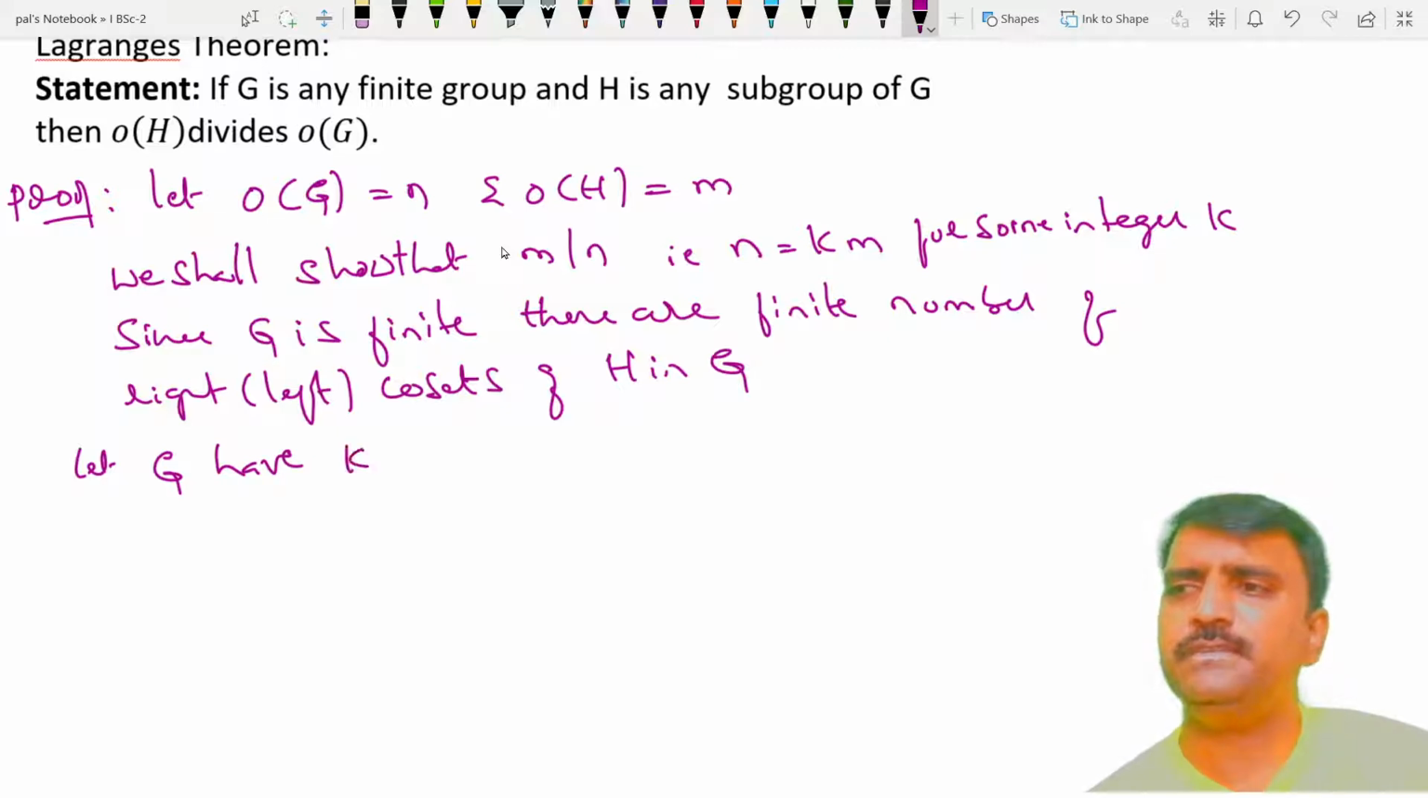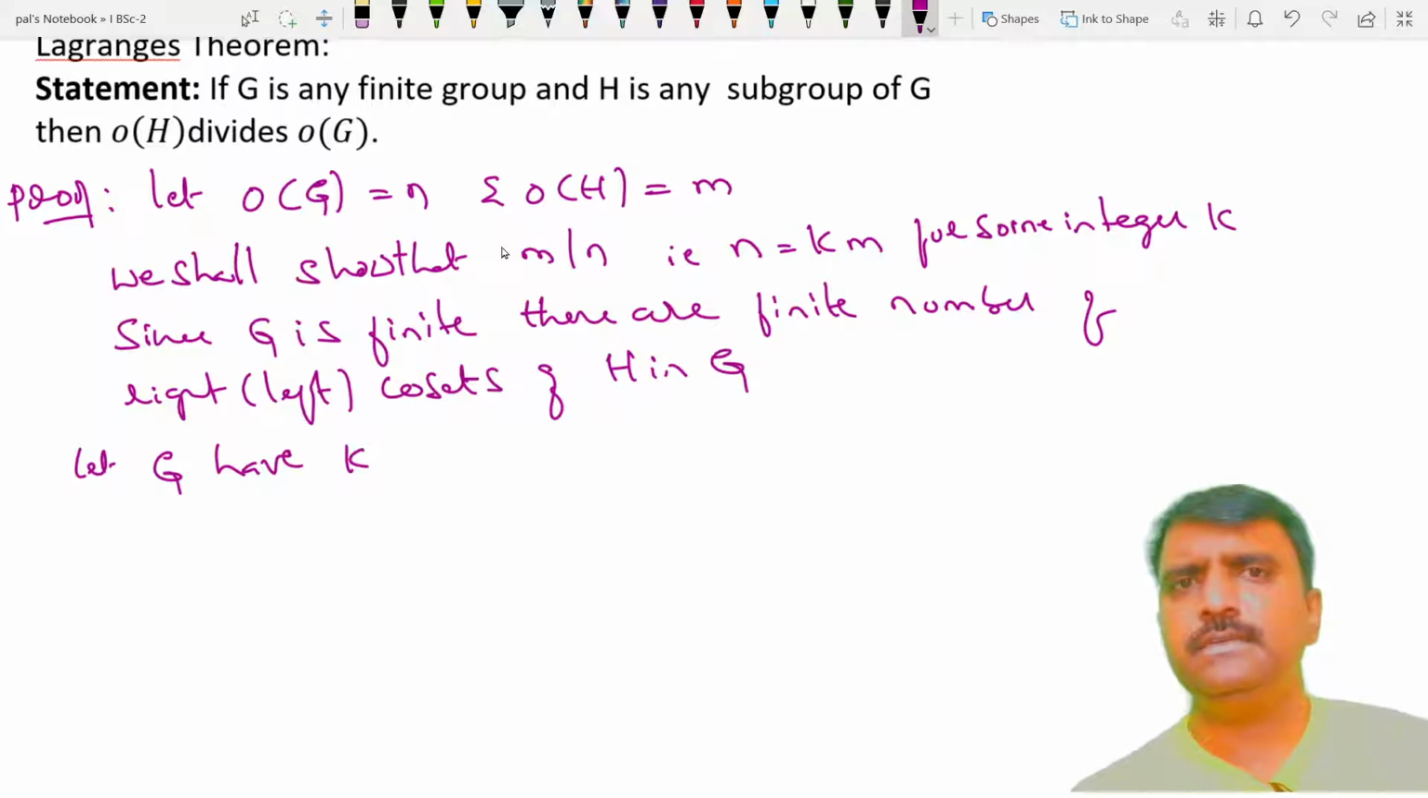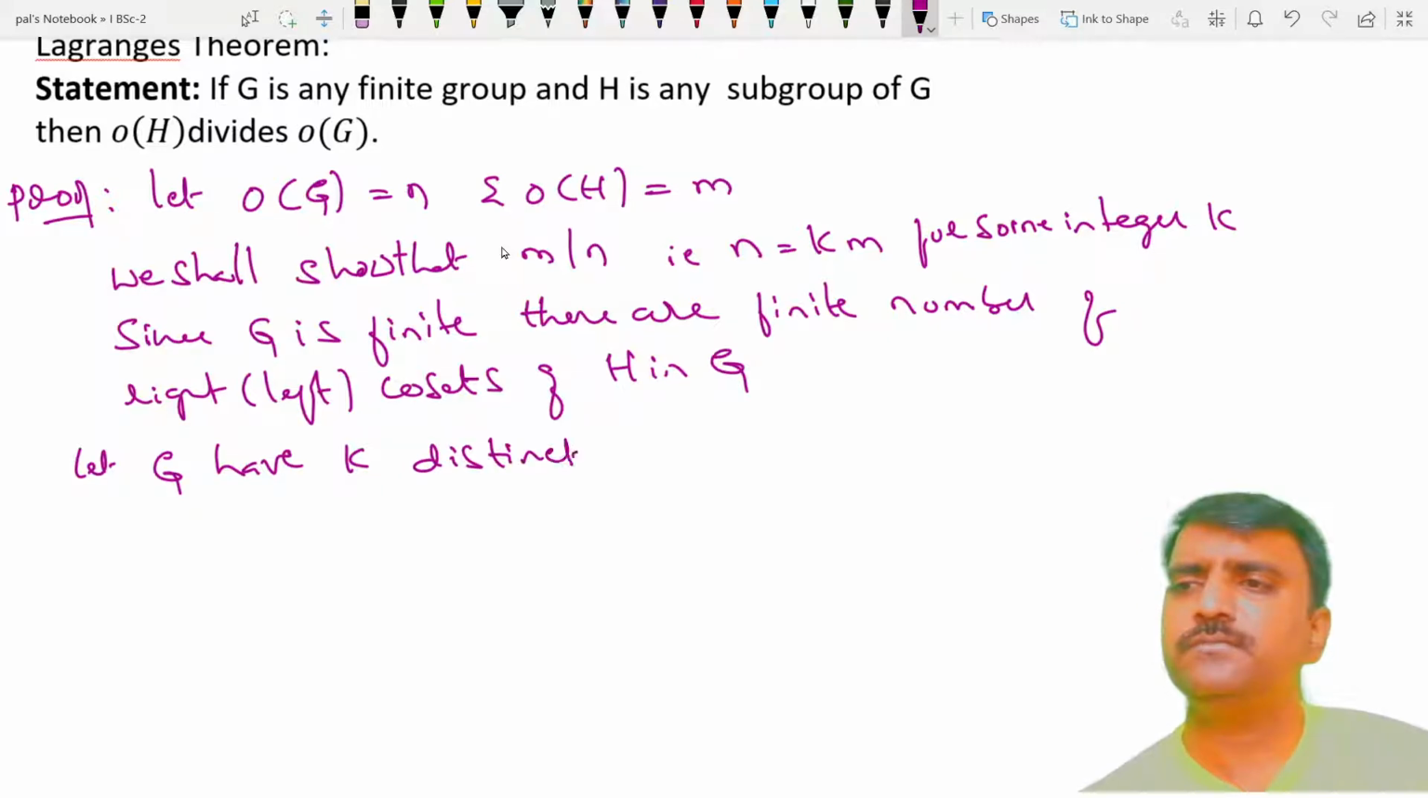I don't know how many distinct cosets there will be, so I am just considering it as k distinct cosets. G has k distinct right or left cosets of H.